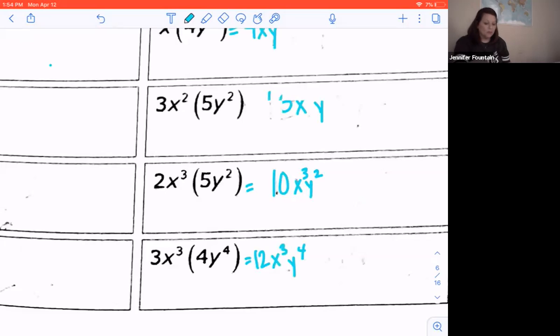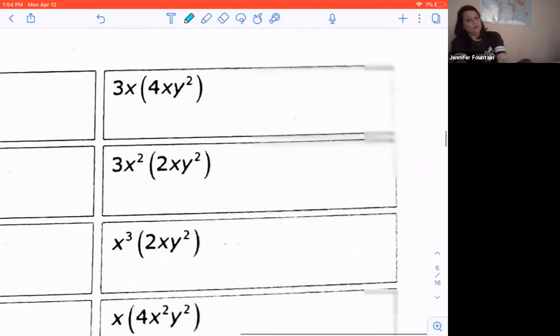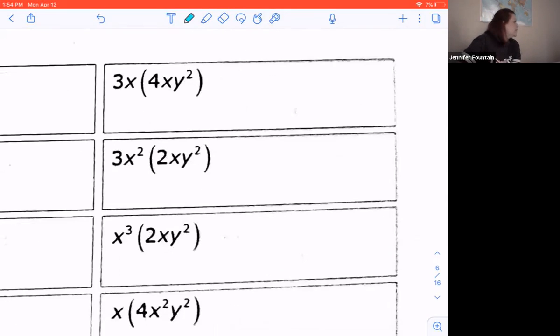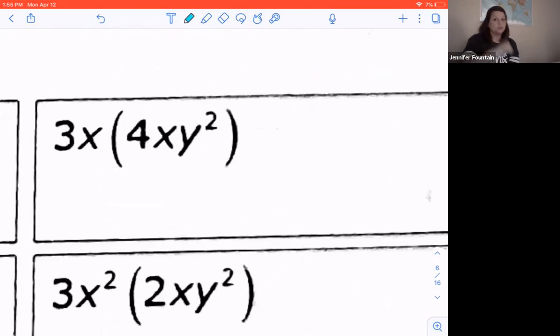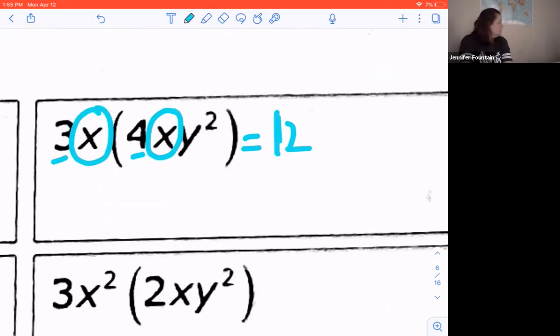Now our last column, we are going to have some things I can combine, but remember, I can only combine the variables that are the same. All right, so first, always start with your coefficients. So 3 times 4 is 12. Now I've got x times x. What is that going to be? What's x times x? X to the second power, good. And then y to the second power is already there and there's nothing I can combine with it, so I just write it out separately. It comes last because alphabetically, y comes after x.